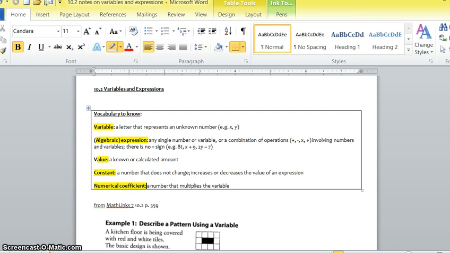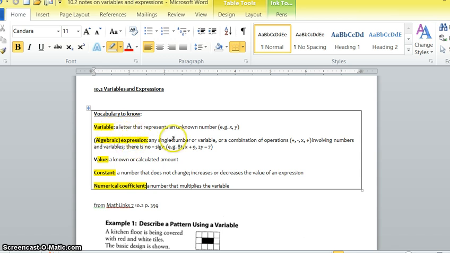Now, 10.2 variables and expressions is an extension of what you learned in 10.1, where you were describing patterns, because this time you're going to formalize your description of patterns by using algebraic expressions to represent your description of patterns. So there are a few vocabulary terms you need to know, so make sure you highlight these, and I'll go over each term. The first term is variable.